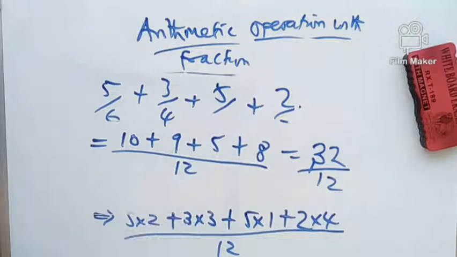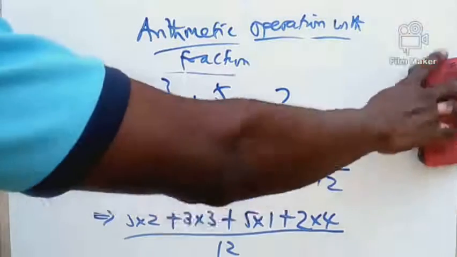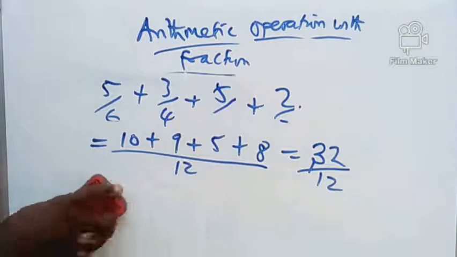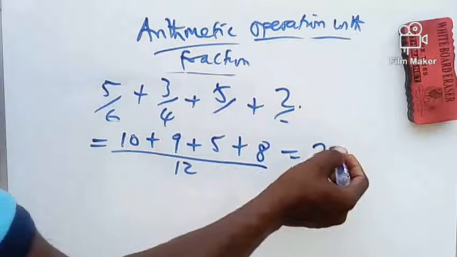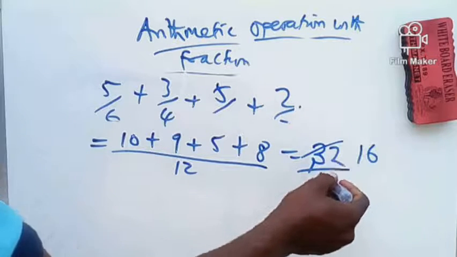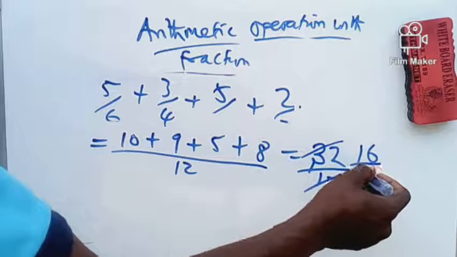We can simplify this 32 over 12 further by looking for a number that can break it down into a smaller term. Remember, we are dealing with simplification. Anything that will give you a smallest value that cannot be divided, that is the final answer. So what can divide 32 and 12? I think 2 can go. When 2 divides 32, you have 16. When 2 goes into 12, you have what?